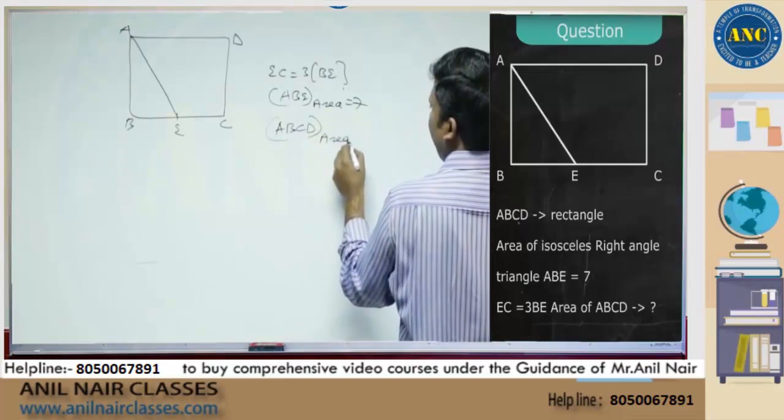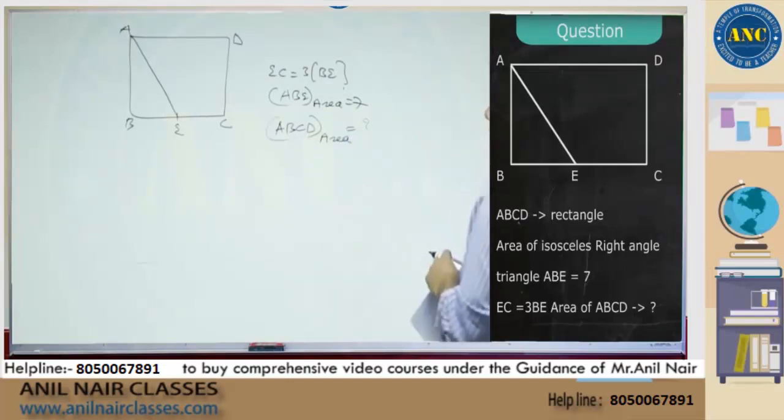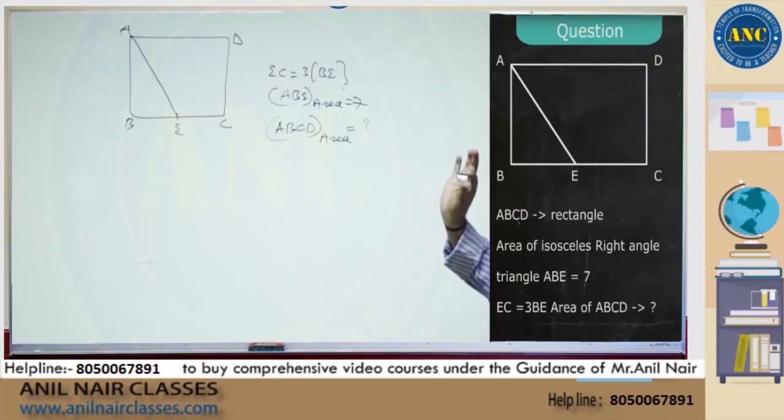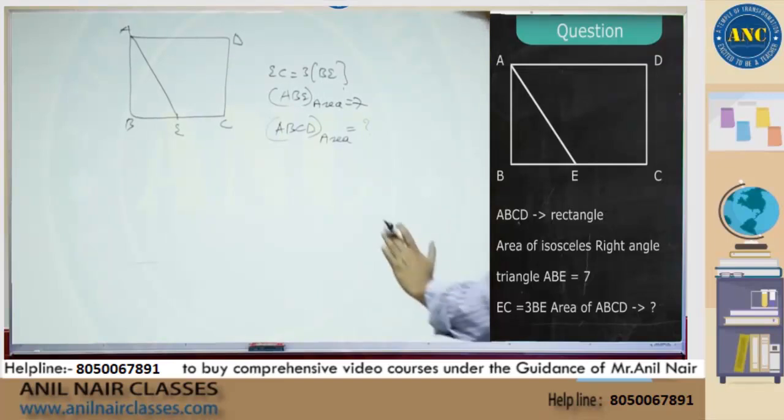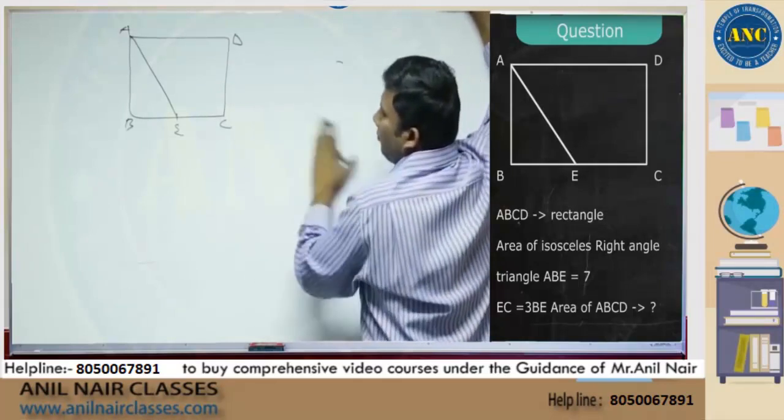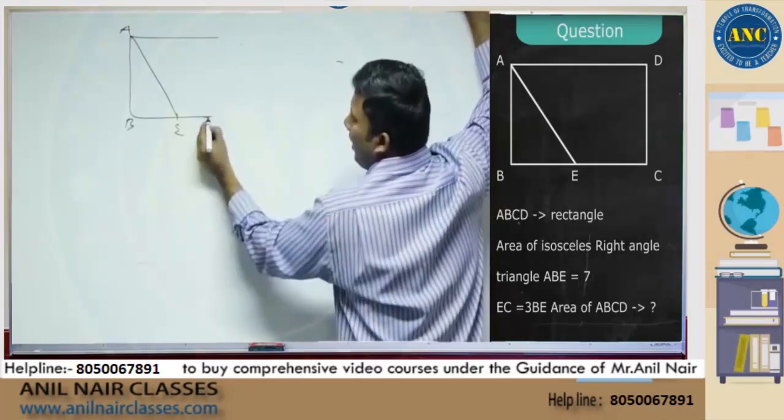No formula. The area of ABE is 7. Find the ABCD area. This is the question. There is a rectangle, EC is 3 times BE. Sir, please listen. What I will do is, I will just make it a little larger.